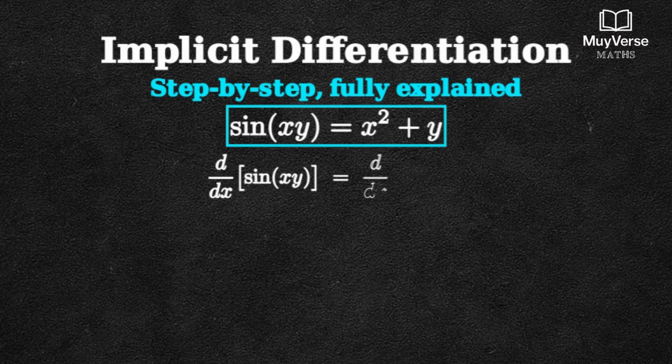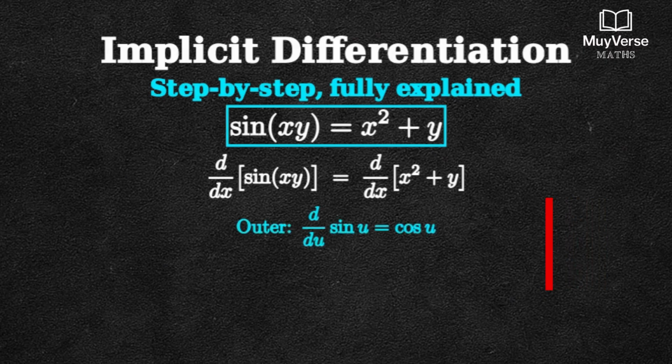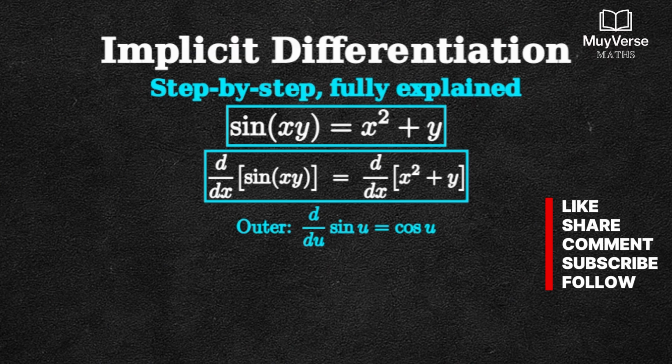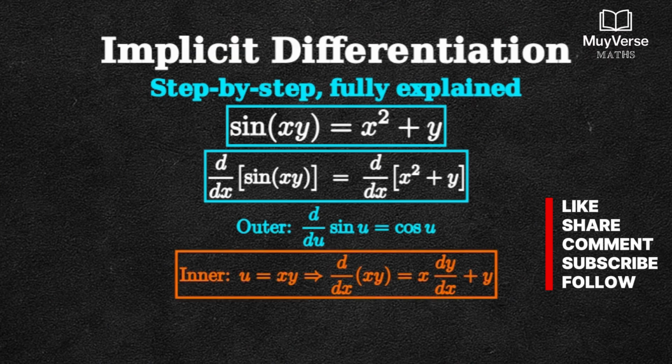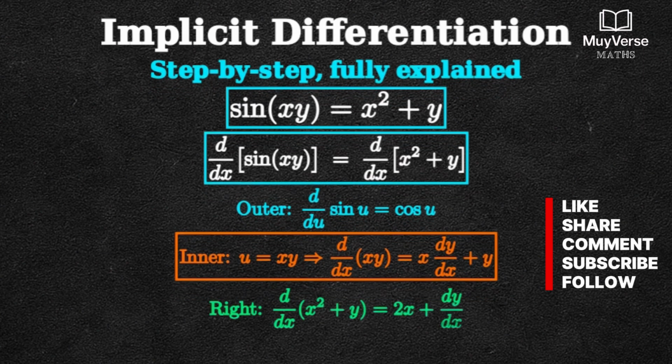On the left, we write d/dx of sin(xy) equals, on the right, d/dx of x² + y. For the left side, we use the chain rule. The outer derivative of sine is cosine, and the inner derivative of xy uses the product rule. That's x times dy/dx plus y. The right side is straightforward. The derivative of x² is 2x, and the derivative of y is dy/dx.